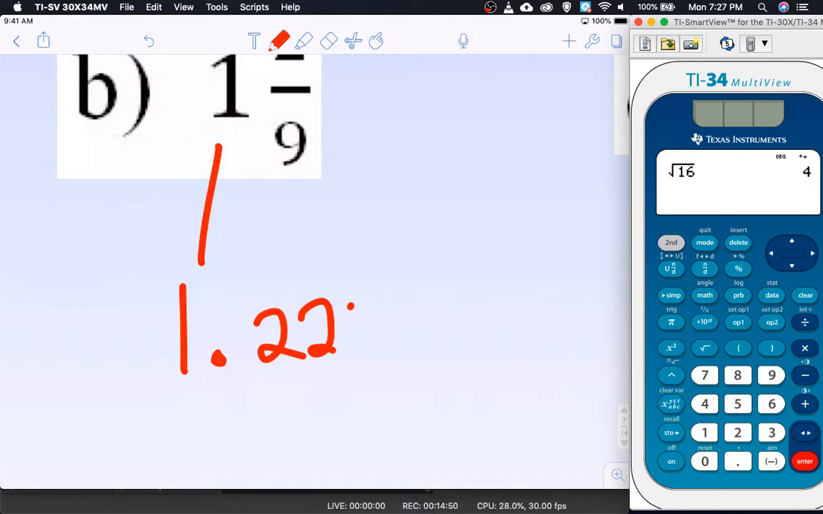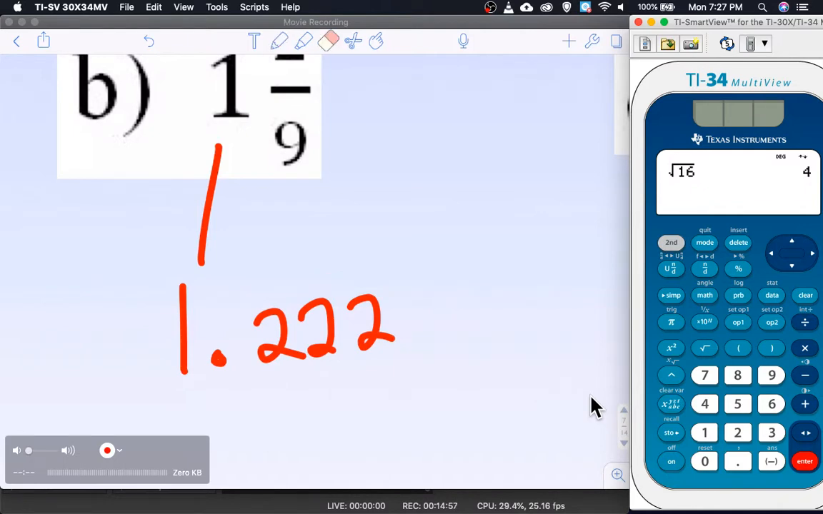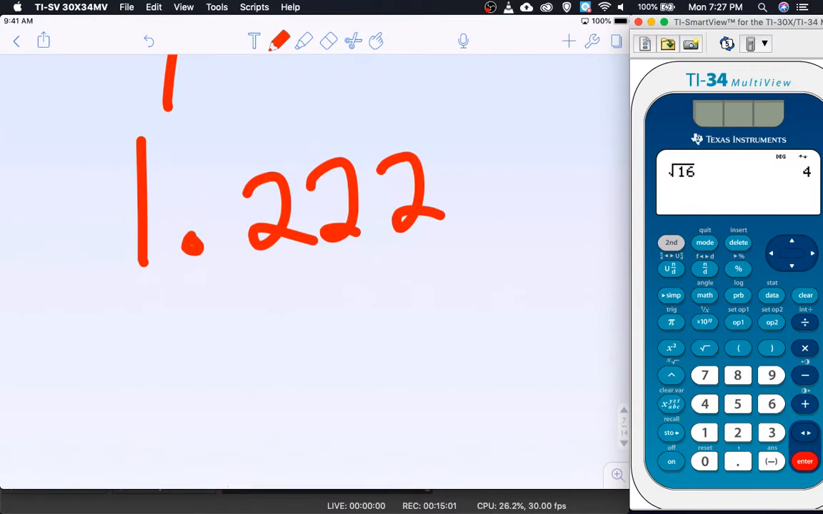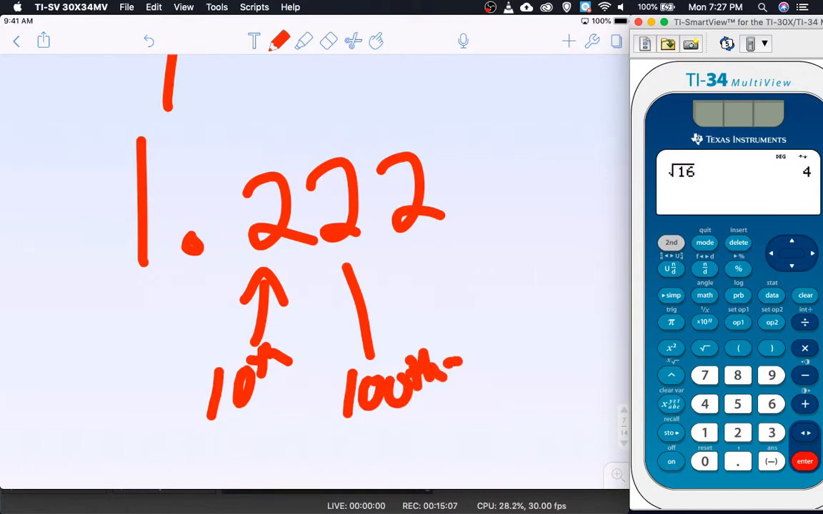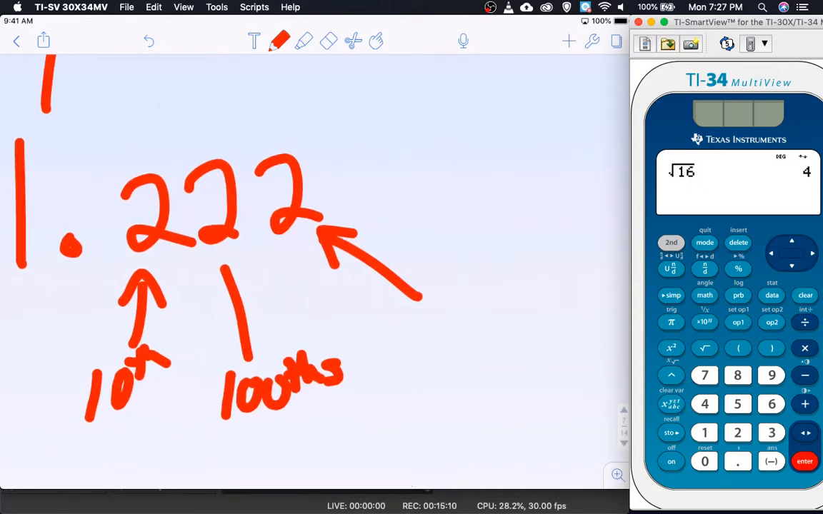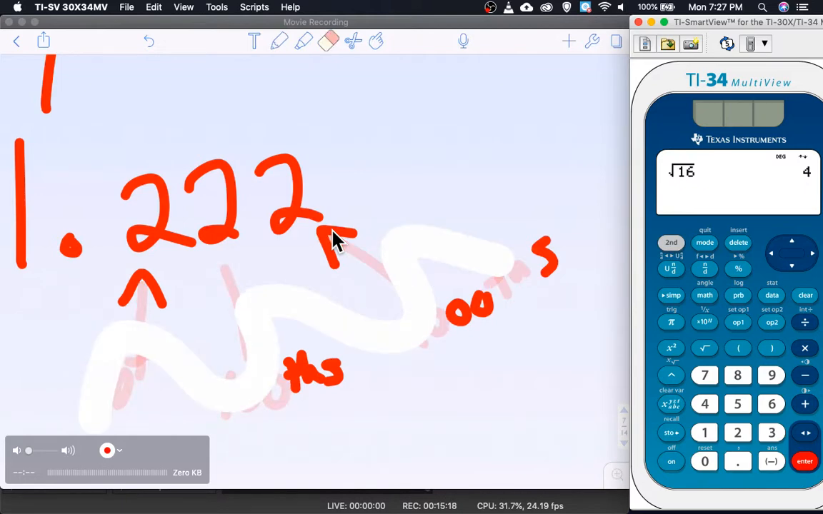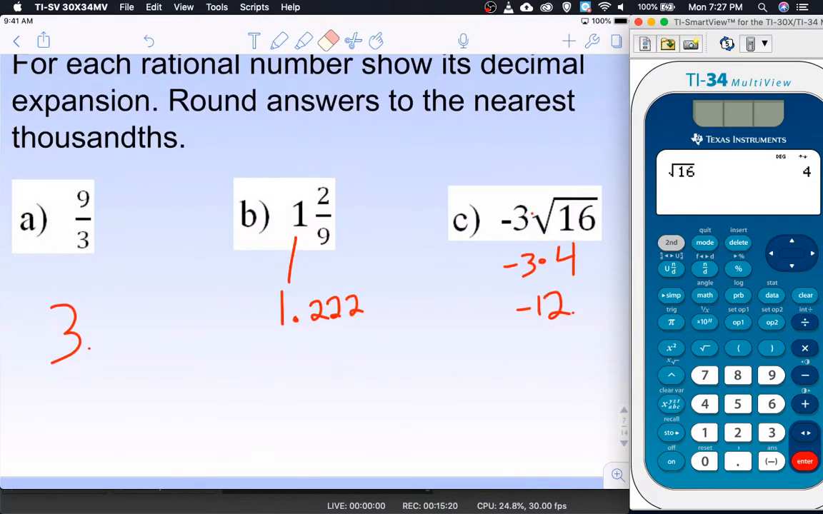2, 2, 2. There we go. To the nearest thousandths is the third number after the decimal. The decimal places after the decimal are your tenths, your hundredths, and your thousandths. So if I'm rounding to the nearest thousandths, I'm rounding to this third digit. So I've rounded my answer to the nearest thousandths now.